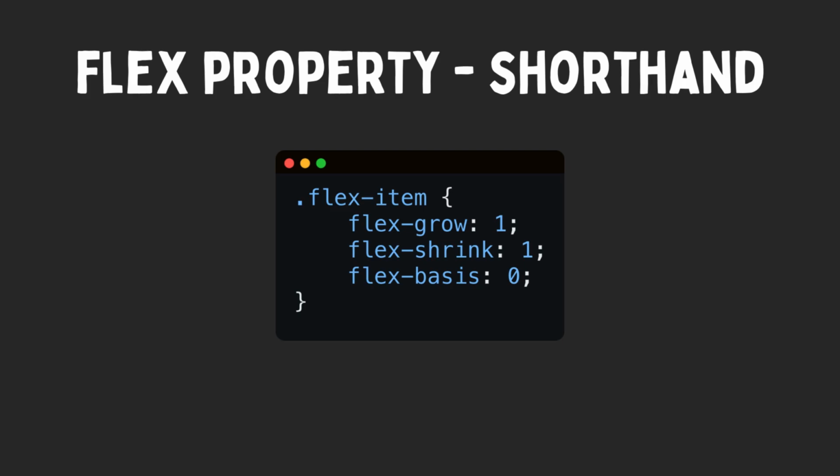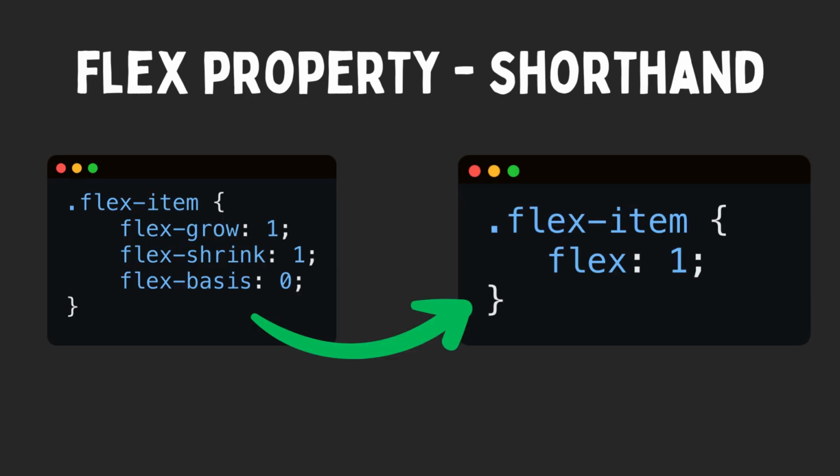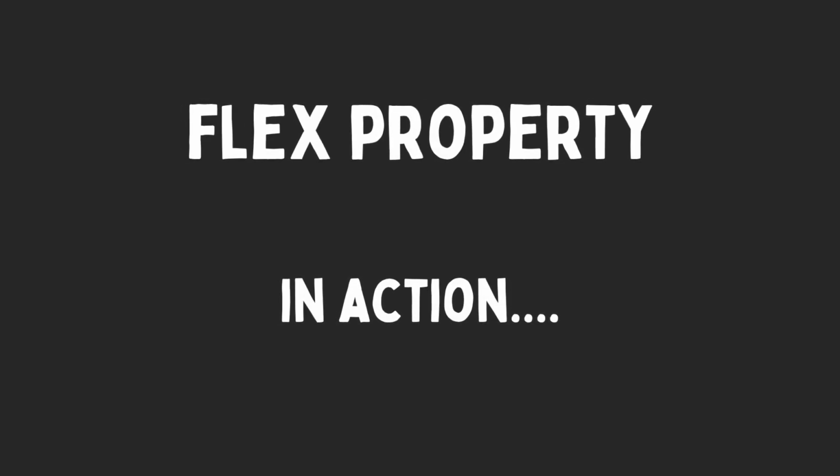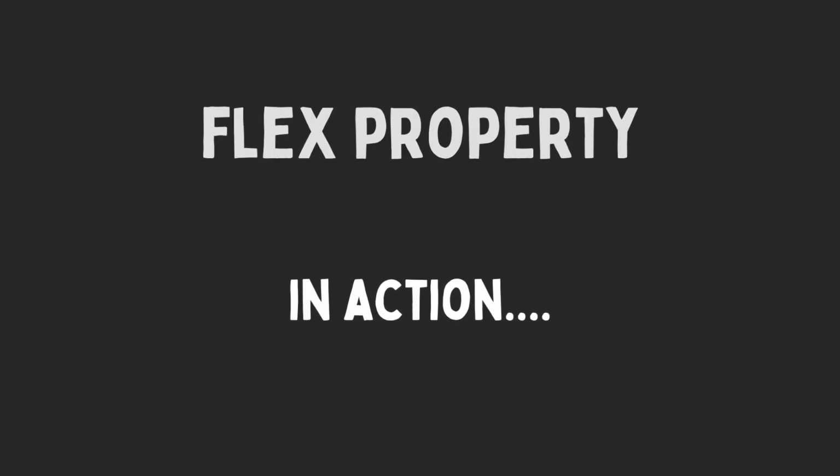Instead of setting these properties individually, you can use the flex shorthand. For example, flex 1 is equivalent to flex grow 1, flex shrink 1, flex basis 0. Let's have a look at flex property in action.